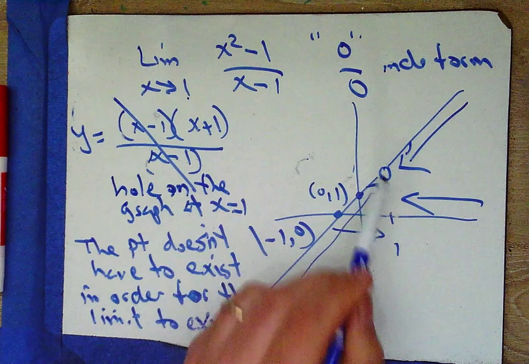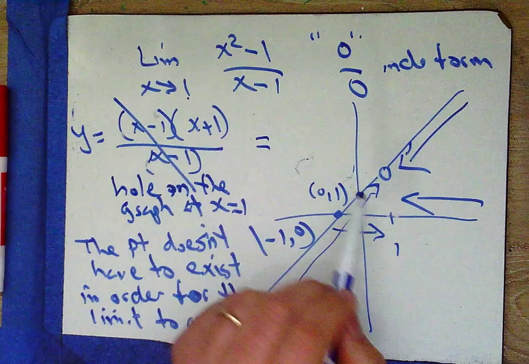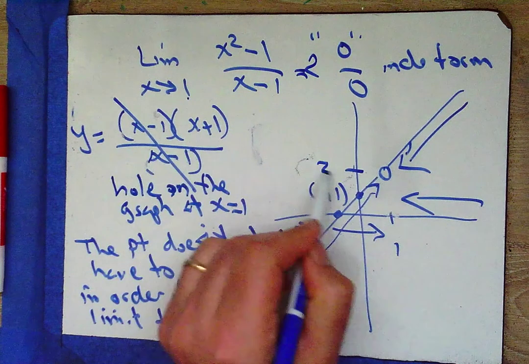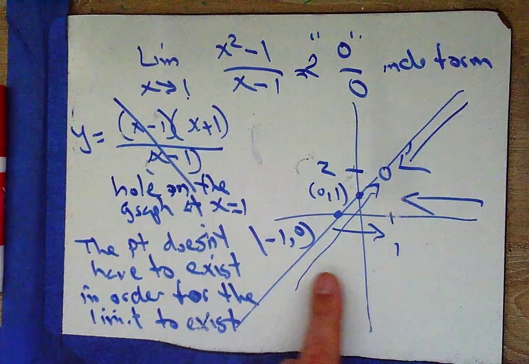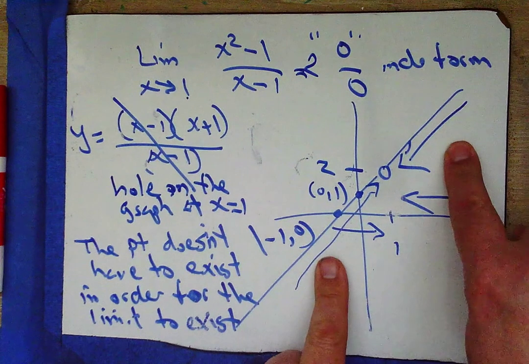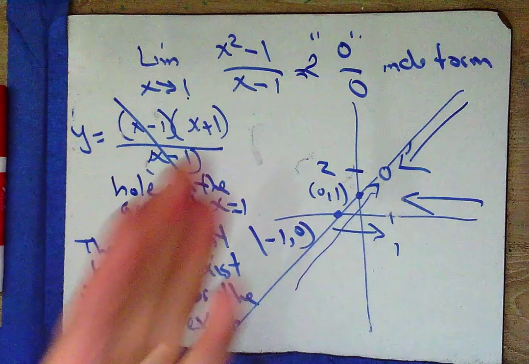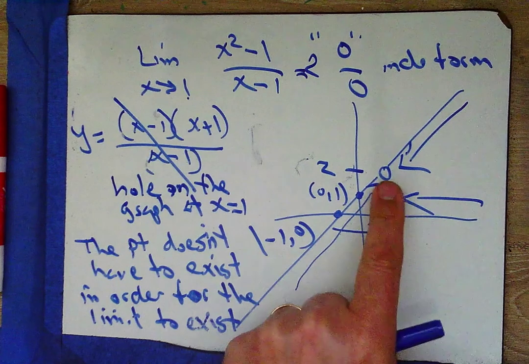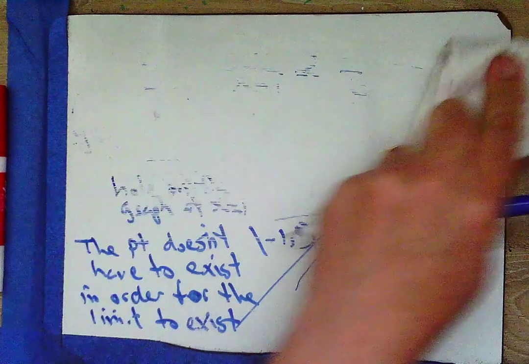We're approaching the same y value, and we determined that that y value was 2. So this is 2. Please note the point does not have to exist for the limit to exist. The limit is just what point are we approaching. We're approaching the point y equals 2 as x heads to 1. The point does not exist. Okay? That's going to be very important for us, so please wrap your head around it.